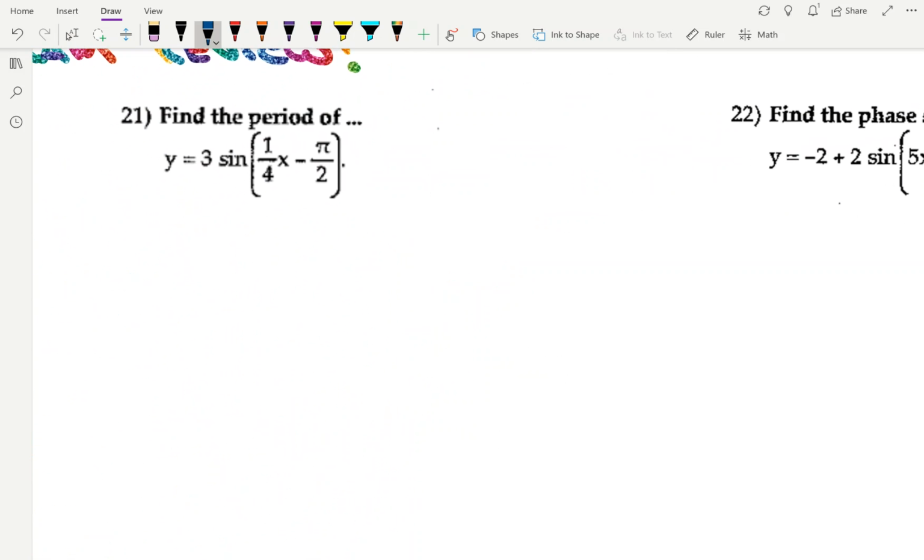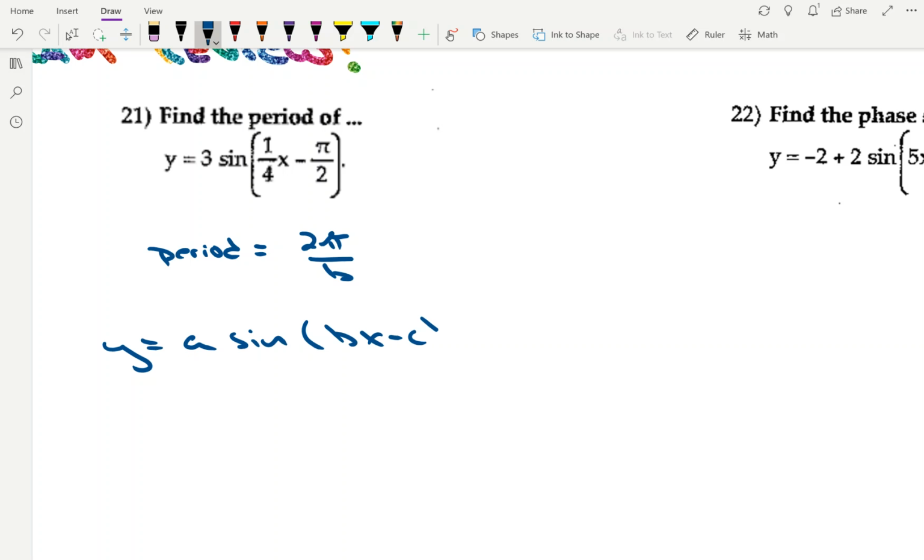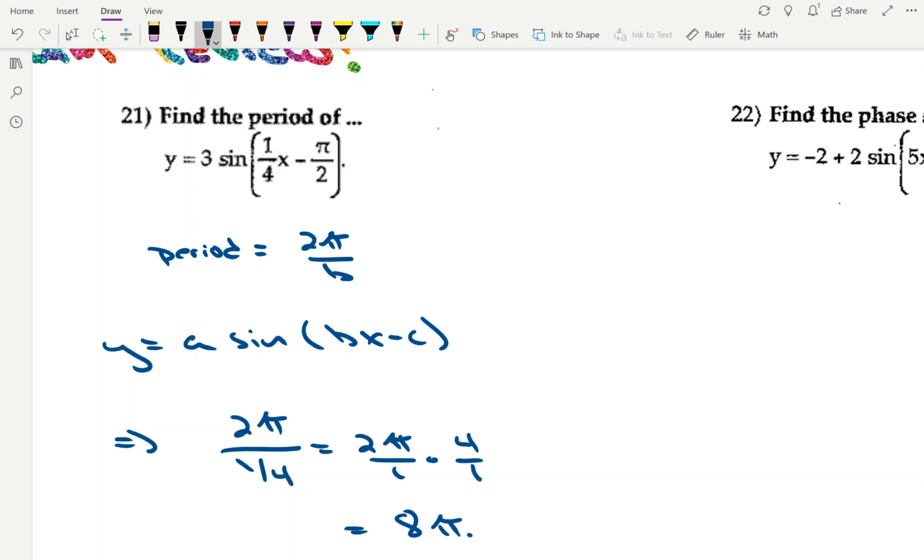Okay, over here, find the period. The short form is that the period is equal to 2 pi divided by b, and I believe the general form as written is a sine of bx minus c. So in our case here we have 2 pi divided by b, where b is 1/4, and when you multiply by the reciprocal, you should just get 8 pi. They're really just testing if you know how to handle a denominator like that.